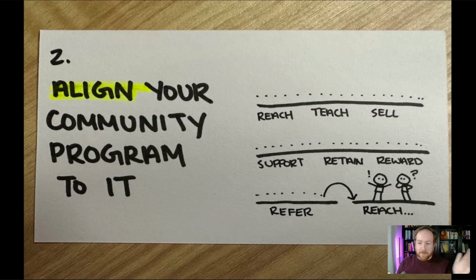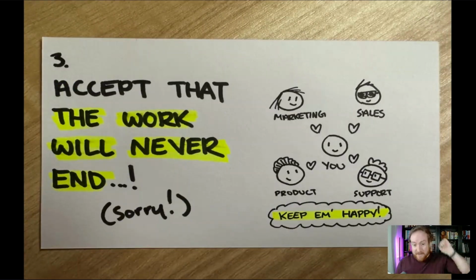Reach, teach, sell, support, retain, reward, refer. Bring it back to reach. Align this against that customer journey that is unique to your business. And last but not least, accept that the work will never end. As I mentioned, the community program doesn't run all of those things, but there are a lot of strong internal relationships and a lot of collaboration and joining forces that happens to make this work.